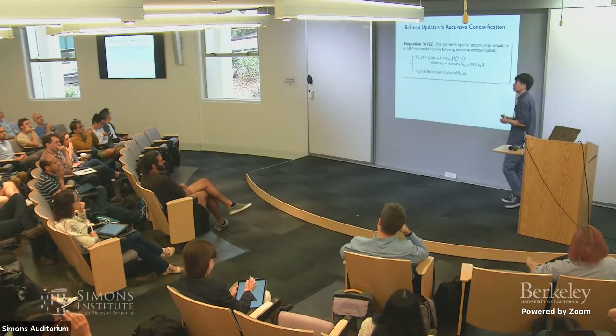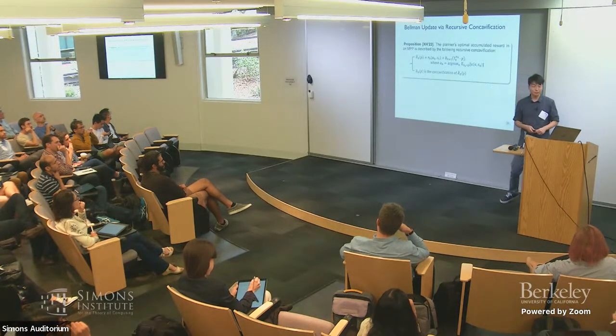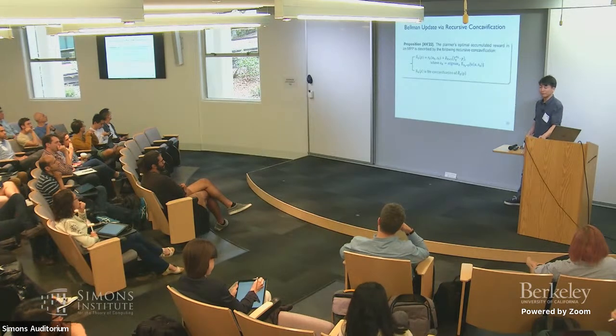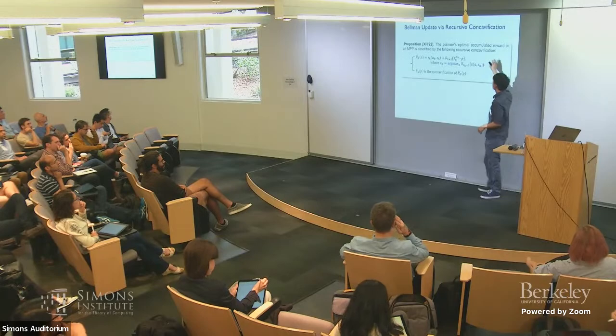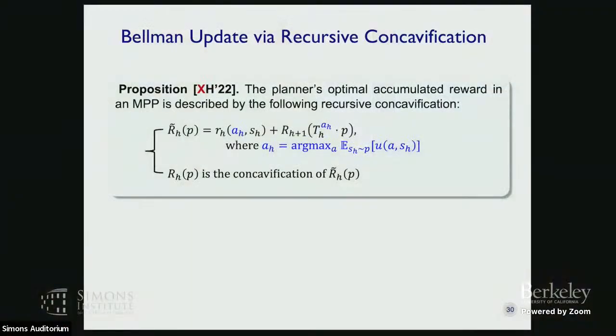To summarize the previous procedure, you can derive a similar Bellman update for this MTP via the recursive concatenation idea. Essentially, you can show that the planner's optimal accumulated reward can be described by the following recursive formulation. The first step is for the receiver to make the action. The receiver is going to pick the best NH according to his prior belief P. And this NH then will induce a planner utility, which is the current utility RH plus the future utility after the edge. And then after that, it's the planner's optimization, which is going to be a concatenation of the R2. And you're going to recursively do this thing.